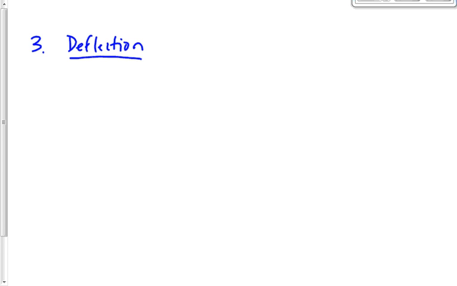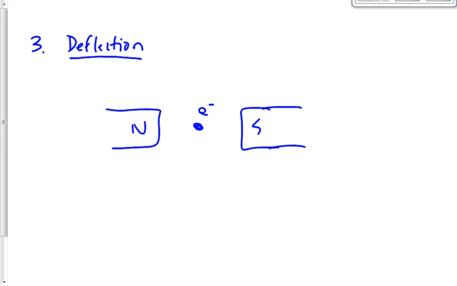The second thing is, you've got to have an external magnetic field here. So maybe it's caused by magnets. Maybe it's caused by the Earth. Doesn't matter. You've got a magnetic field that's independent of the moving charge. But you've also got a moving charge, which produces its own magnetic field. So in this case, I've got an electron moving out of the page. It makes a magnetic field that's going to look like this.